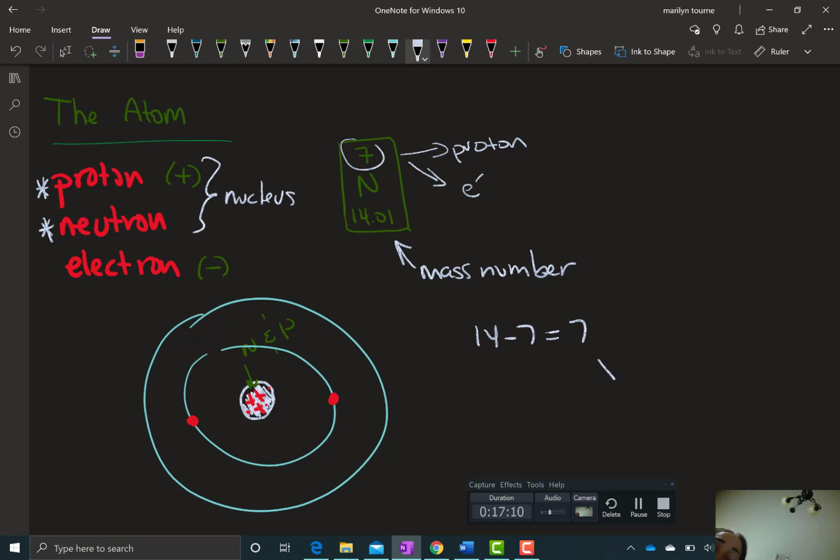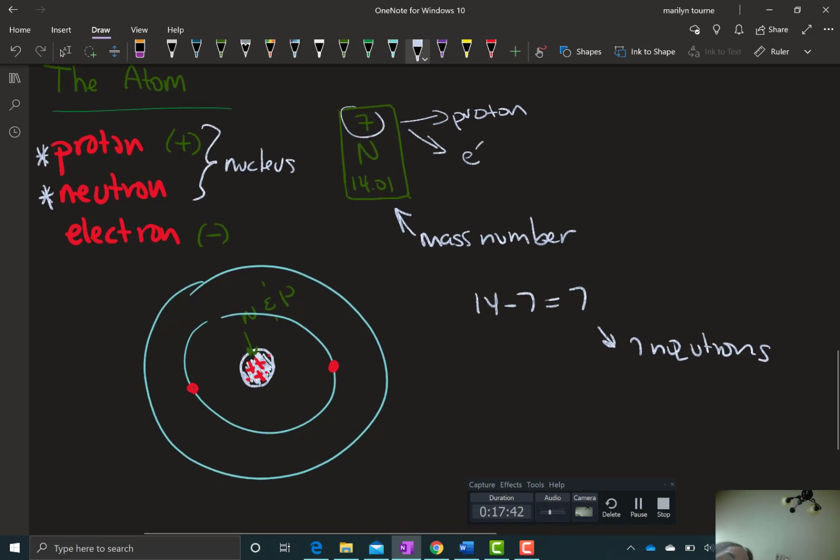So that means that it's got 7 neutrons. So you can tell here that the symbol tells you a lot of information. It tells you, number one, how many protons, how many electrons, and how many neutrons. I want to go back a little bit to concentrate on what I said about the periodic table. Every element that you see in the periodic table is the most common neutral atom of that element.